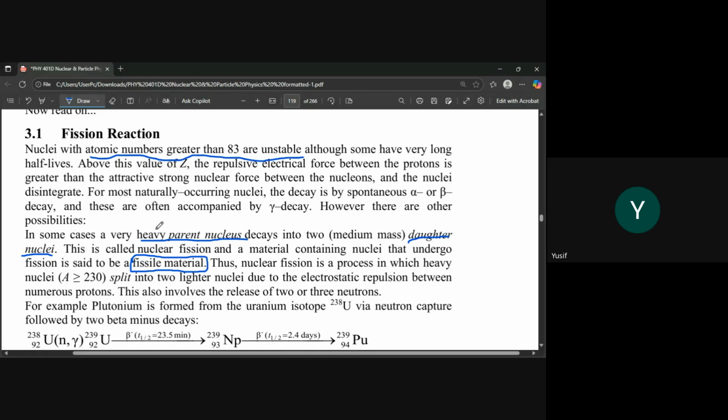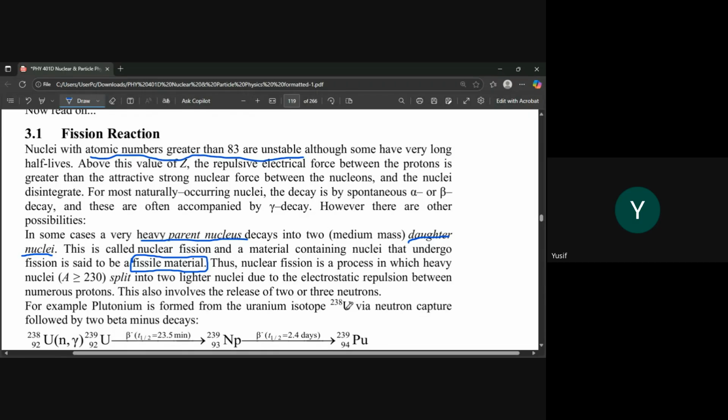Thus, nuclear fission is a process in which heavy nuclei, that's where the mass number is greater than or equal to 230, split into 2 lighter nuclei due to the electrostatic repulsion between numerous protons. This also involves the release of 2 or 3 neutrons. For example, plutonium is formed from the uranium isotope via neutron capture followed by 2 beta minus decay. So uranium undergoes neutron capture, meaning you use a neutron to hit the uranium.